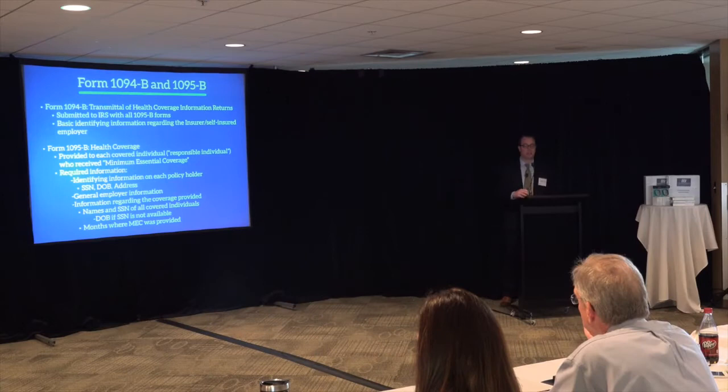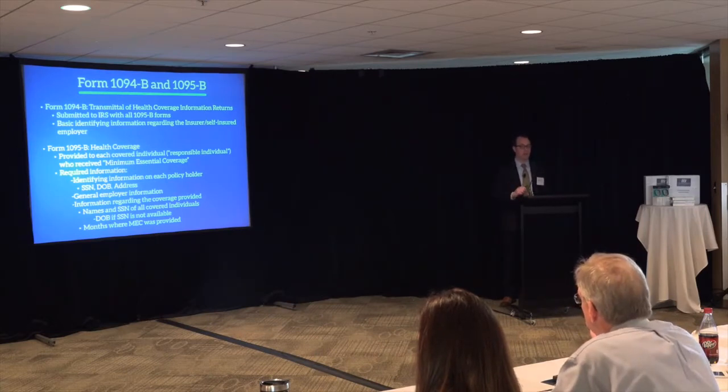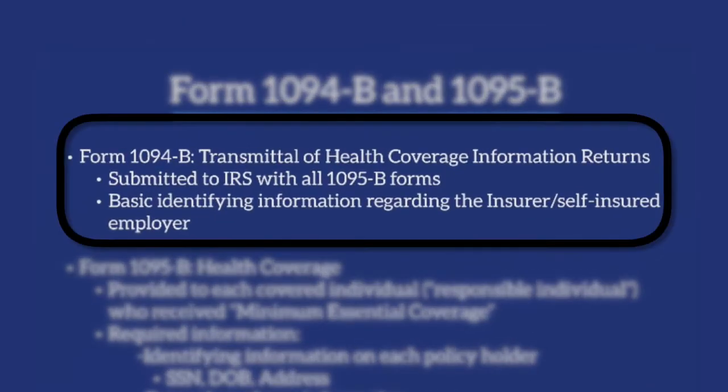And now I'm just going to briefly discuss the 1094B and 1095B forms. Again, they're generally only going to be relevant for insurers, for employers that are using fully insured coverage, or self-insured employers with fewer than 50 employees. First, you have Form 1094B, which is the Transmittal of Health Coverage Information Return. This is essentially the cover page. This is submitted to the IRS together with copies of all 1095B forms that are going to employees. This contains basic identifying information regarding the insurer or the self-insured employer who is actually submitting the form.